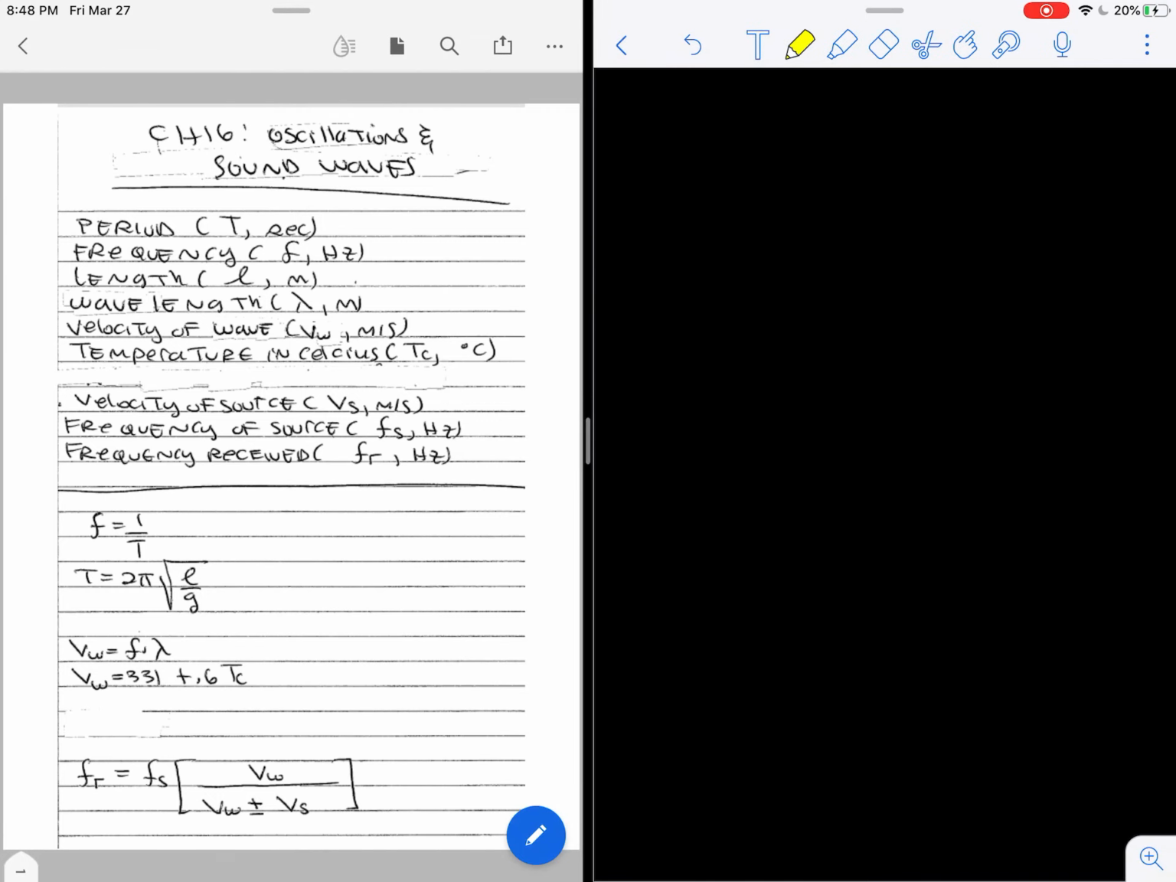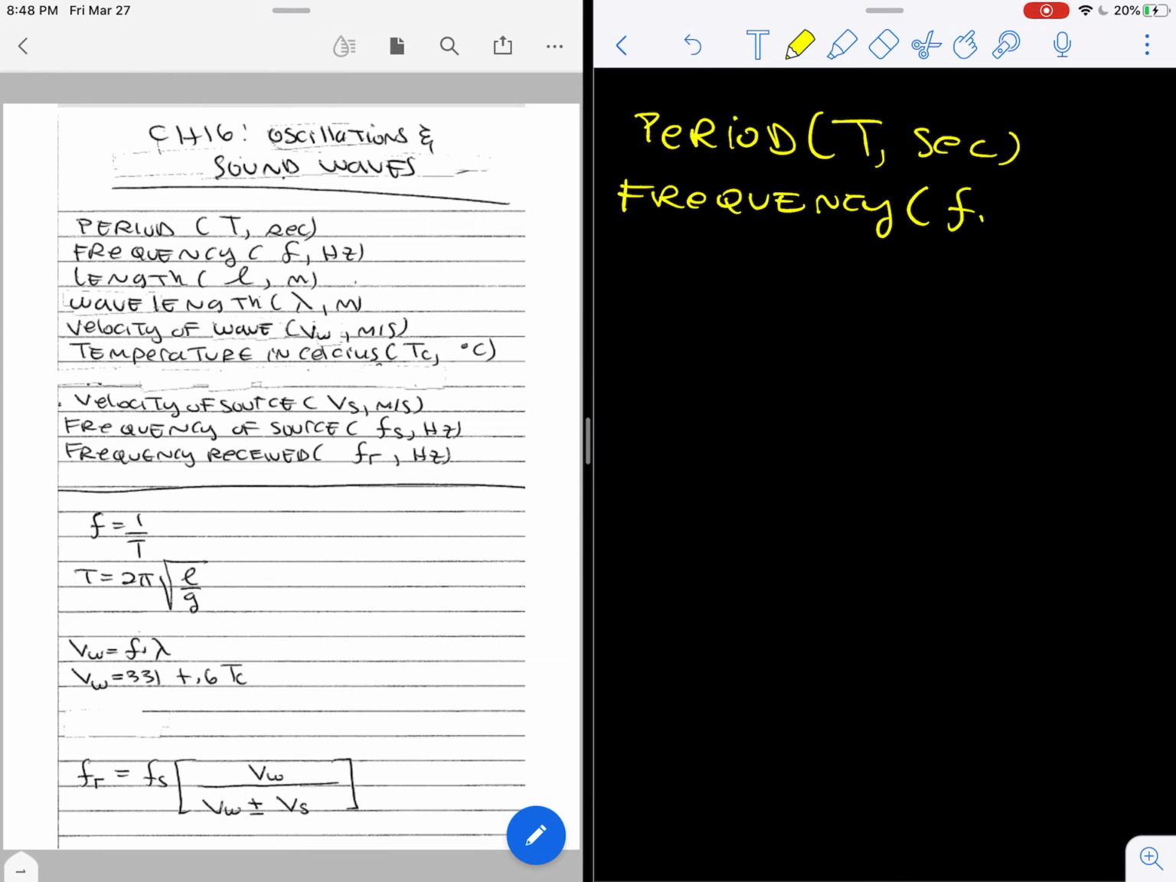Hi everybody, so here we're going to go over the terms for chapter 16, which deals with waves. The terms we're going to look at are going to be period. The variable is going to be a capital T, measured in seconds. Next is going to be frequency. The letter is going to be a lowercase f, measured in hertz, Hz.